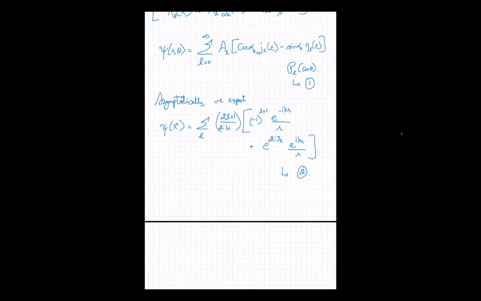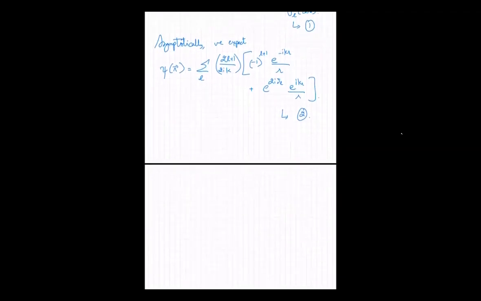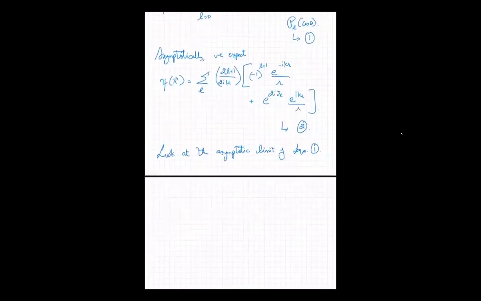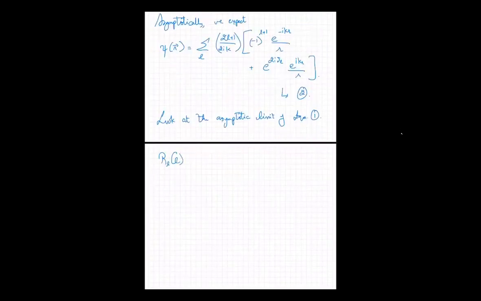So let us look at equation 1 in the region where r goes to infinity, or equivalently rho goes to infinity. So look at the asymptotic limit of equation 1. What would the asymptotic limit of equation 1 be? So R_L of rho is cosine alpha L J_L of rho minus sine alpha L eta L of rho.